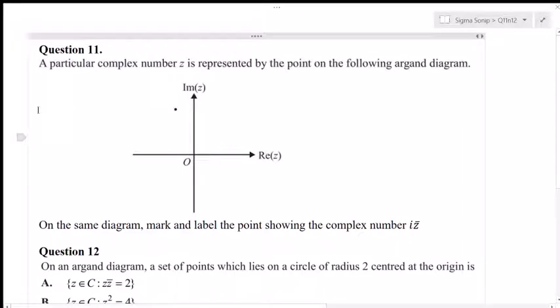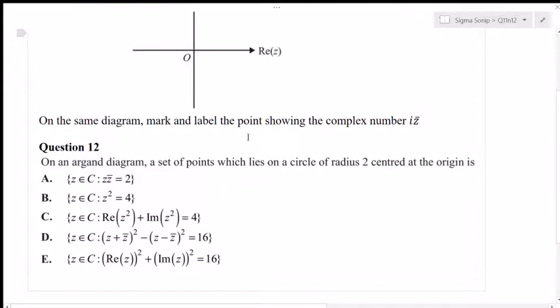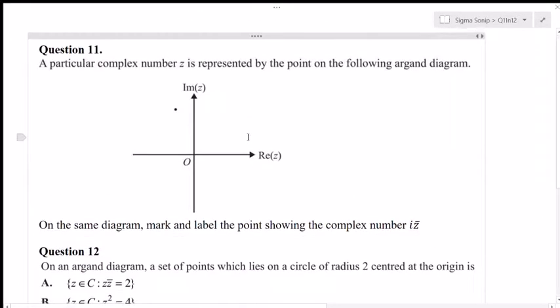Okay, so let us look at these two questions, and they relate to the Argand plane and complex sets. Question number 11 would look like a straightforward question, and it obviously is a straightforward question. Question number 12 is a little bit tricky, so let's start on question number 11 and see how to go ahead with this.